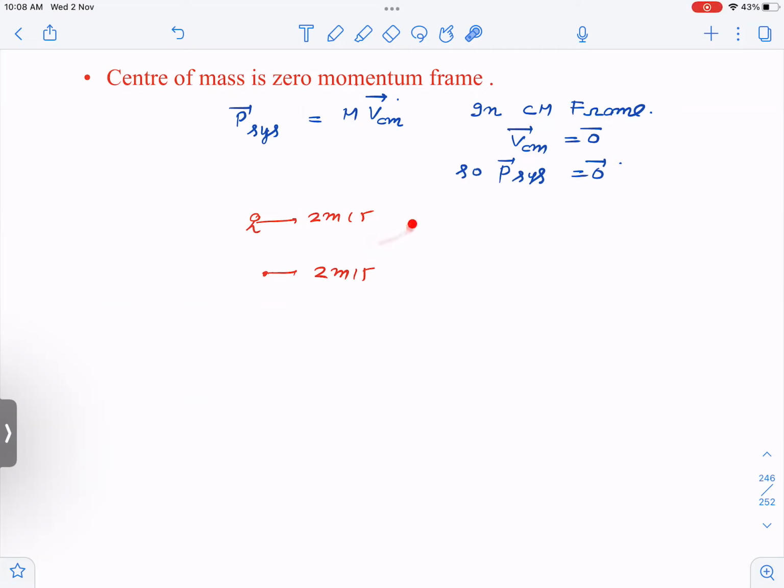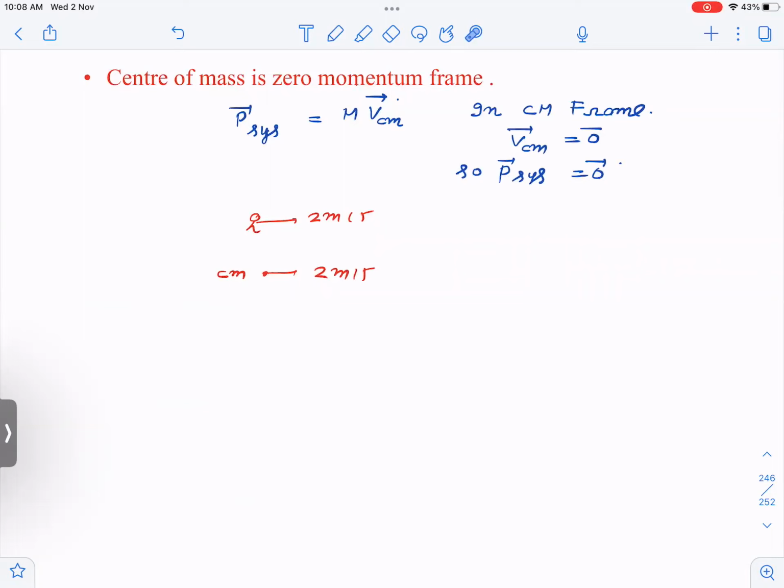So you start moving with the velocity of CM. This is CM. Then with respect to you, what is the velocity of CM? Zero, right? So the velocity of CM is zero in the CM frame. So the momentum of the system, if this is zero, that makes that also zero. So the momentum of any system in the center of mass frame is zero.